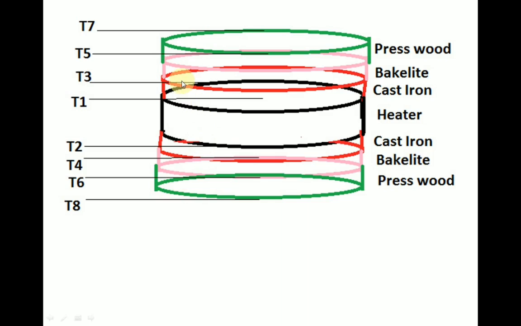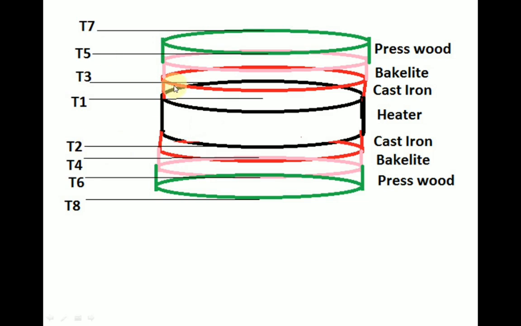Then we have provided temperature sensors in between the plates. Here we can see this is our heater plate and this is the plate of cast iron. In between them there is one temperature sensor which measures the temperature T1. In the same way, there is a temperature sensor between the heater and the cast iron plate at the bottom of the heater, and that temperature sensor measures the temperature T2.